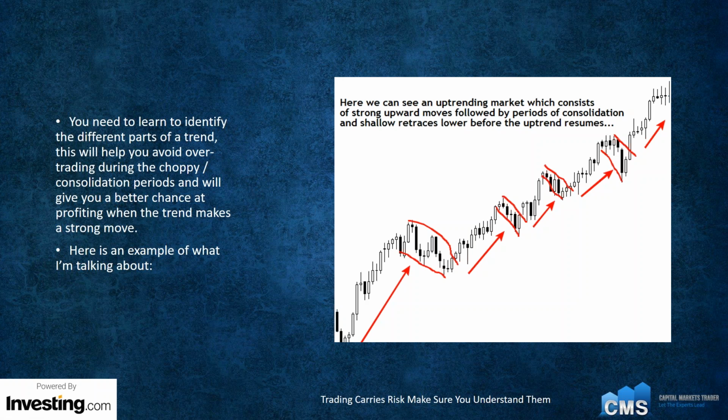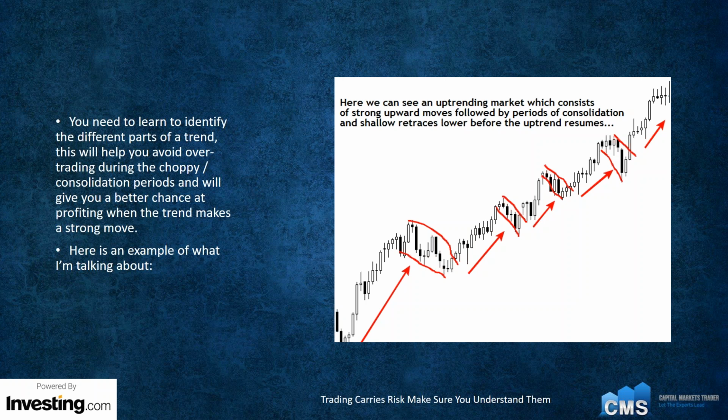This will help you avoid overtrading during choppy and consolidation periods and will give you a better chance at profiting when trends make a strong move. Here is an example of what I'm talking about. Price is moving up. It eased back down, moved up, eased down, moved up, eased down. Again, because when you have a good solid trend, this is exactly what happens in the market.